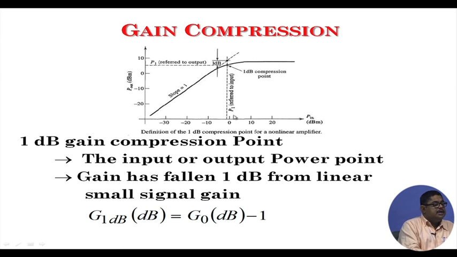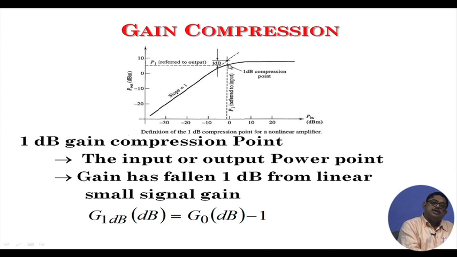So, what is its definition? It can be in terms of input power or output power, because this point has an x coordinate as well as a y coordinate, that means it can be referenced to the input power level or output power level. If it is on the input side, we call it the input 1 dB gain compression point. If it is on the output side, we call it the output 1 dB gain compression point.